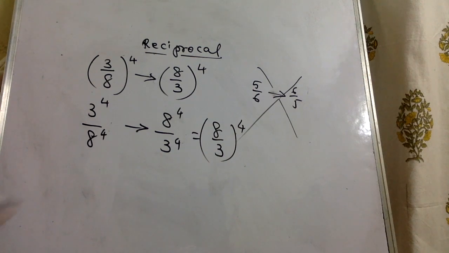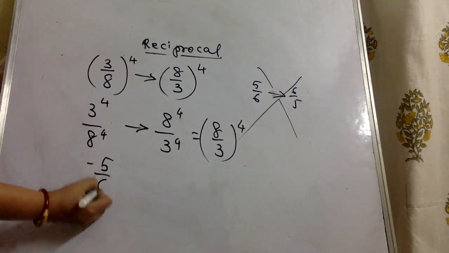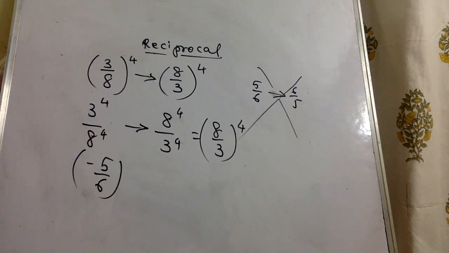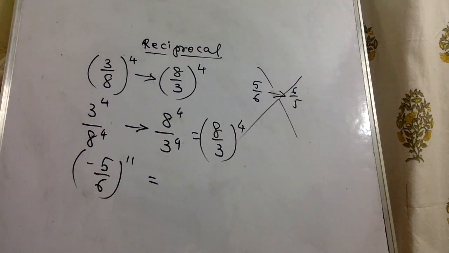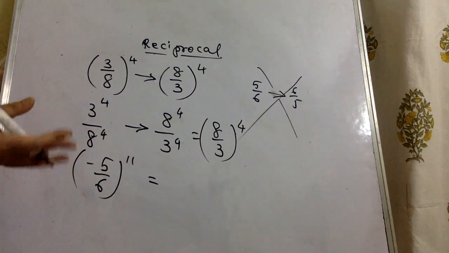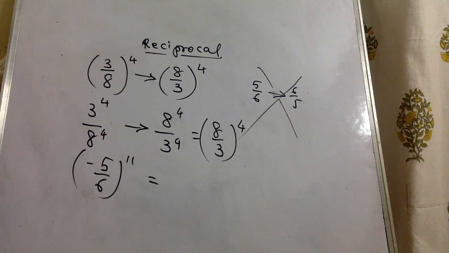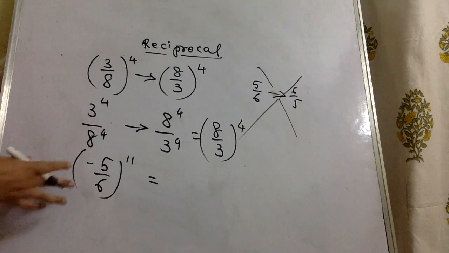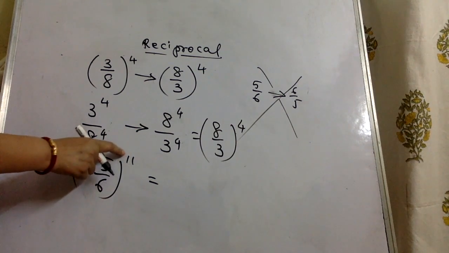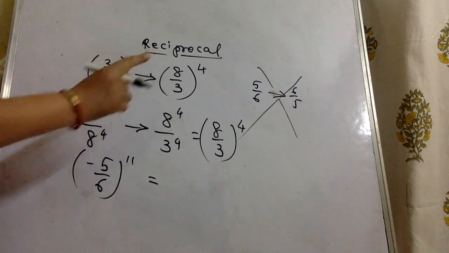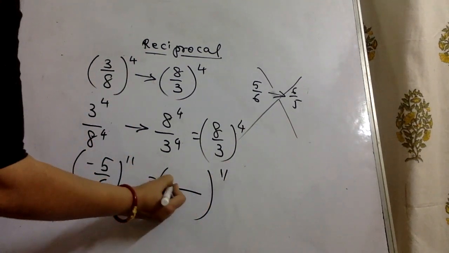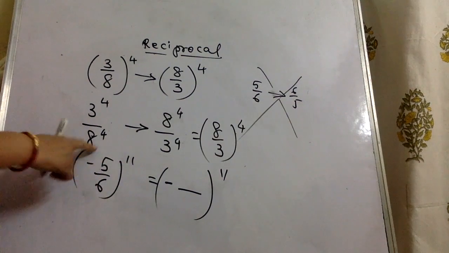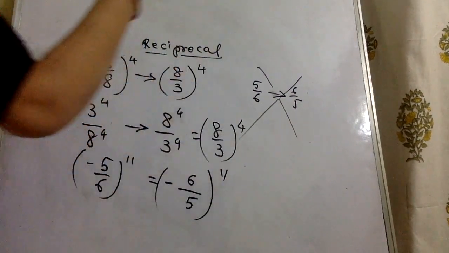Let's take minus 5 by 6 to the power 11. Now again confusion. Why minus? What to do with the minus? This power is odd. Shall I keep it? Shall I not keep it? Shall I keep it outside the bracket? So many things. All you have to do here, as I said, don't change the sign of the power in reciprocal. So write the power as it is, minus sign as it is, flip the rest upside down.